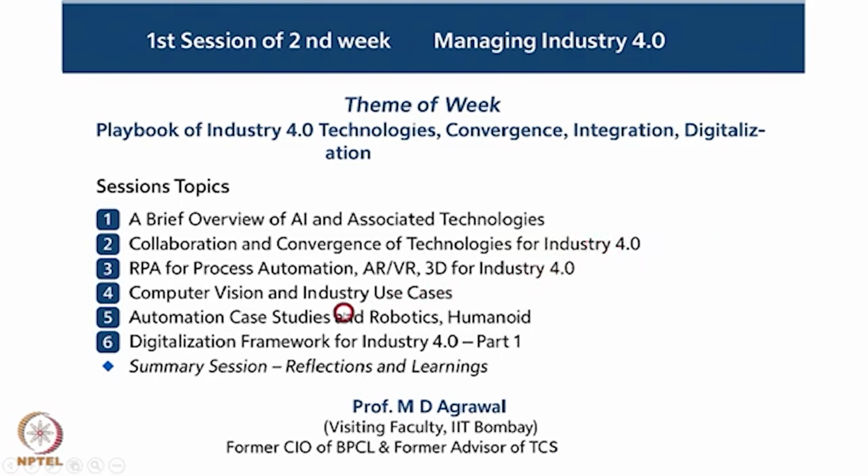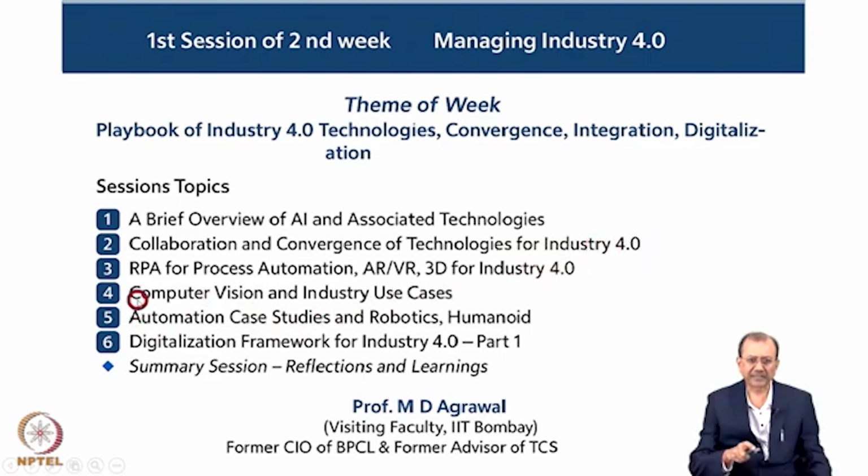This we are going to do in this lecture, and then in the next lecture we are going to have discussion on RPA, robotic process automation, for process automation in the manufacturing and other industries, augmented reality, virtual reality aspects, how they are being implemented and they are being used for Industry 4.0, additive manufacturing 3D aspects for Industry 4.0 solutions. Then we will go on to the advanced concept of computer vision and associated industry use cases.